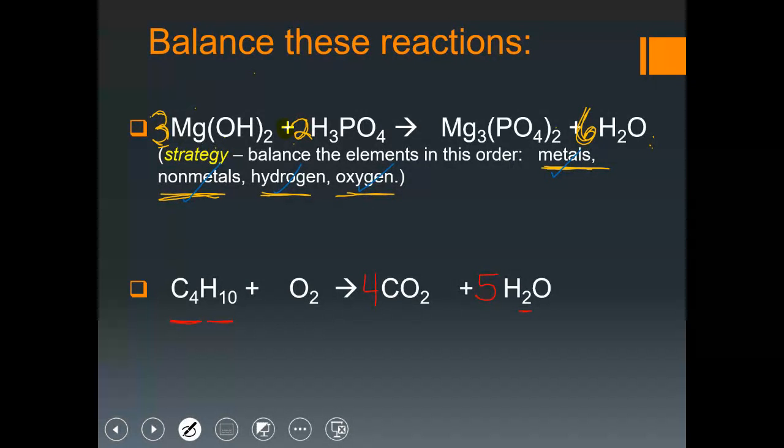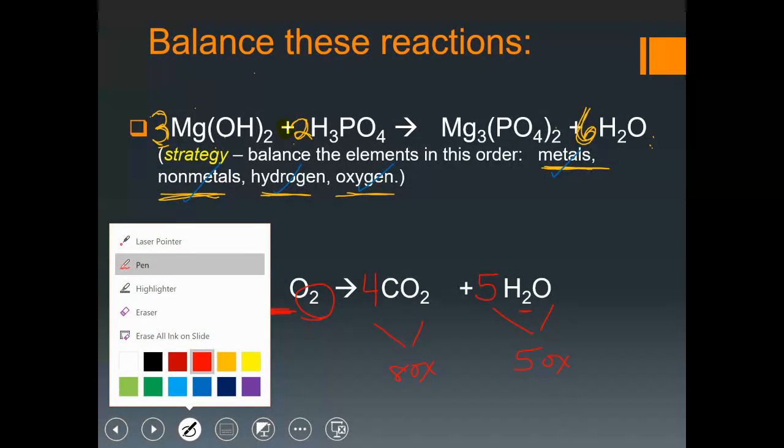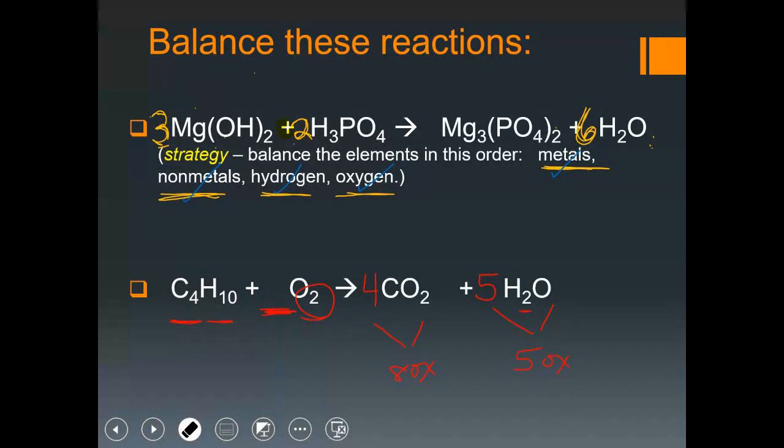All right, so we've done non-metal, the hydrogen. Now we have oxygen. Over here, we have 8 oxygen. Here, we have 5 oxygen. So we have 13 oxygen. There is no whole number that we could put in there and multiply by 2 and get 13, because 13 is an odd number. Does everybody see that? We're kind of at a standstill because we've got these 13 oxygen over here on the right, and we have no way of getting 13 over here on the left.